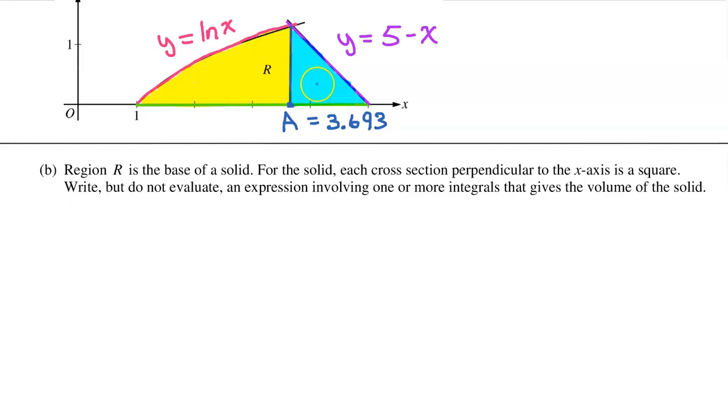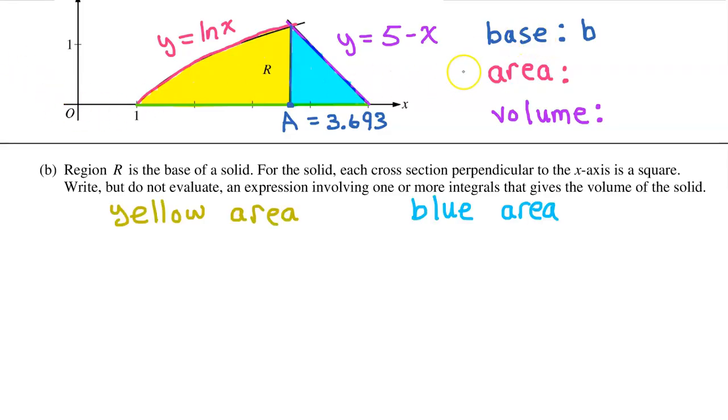It's a three-step process. Step 1 is to find an expression for the length of the base of a single slice. Step 2 is to find an expression for the area of a single slice. And step 3 is to find the volume of the solid. Let's start with step 1. So first we need to find an expression for the length of the base of a single slice.